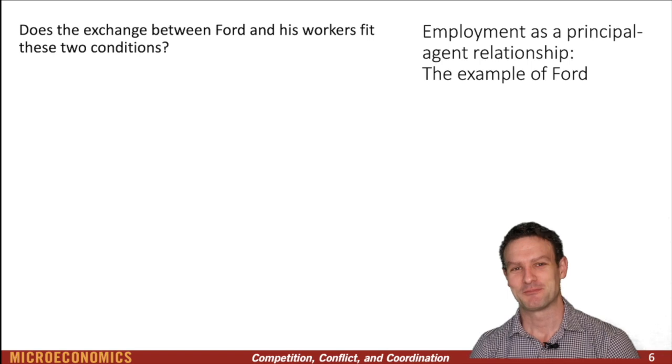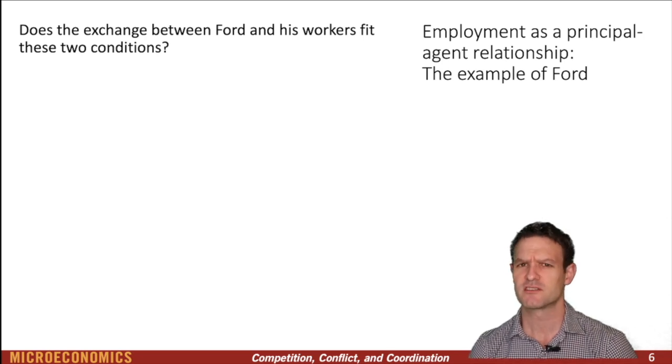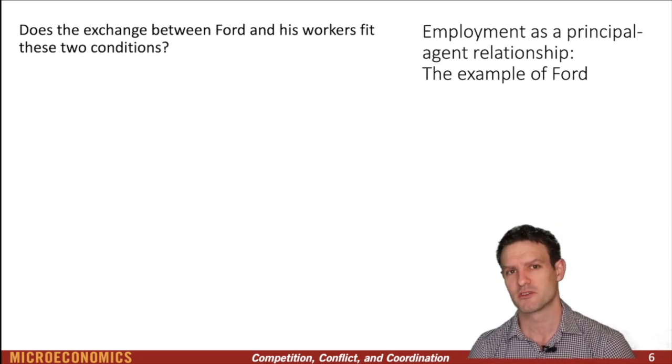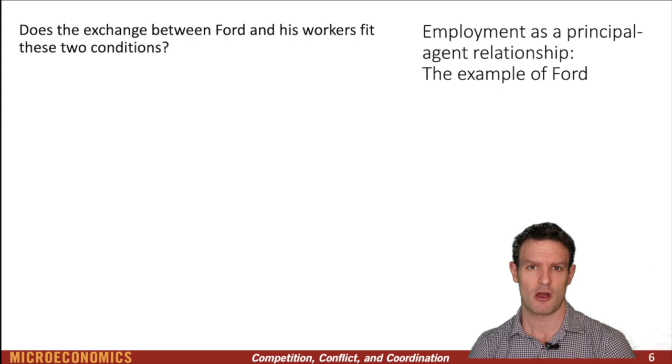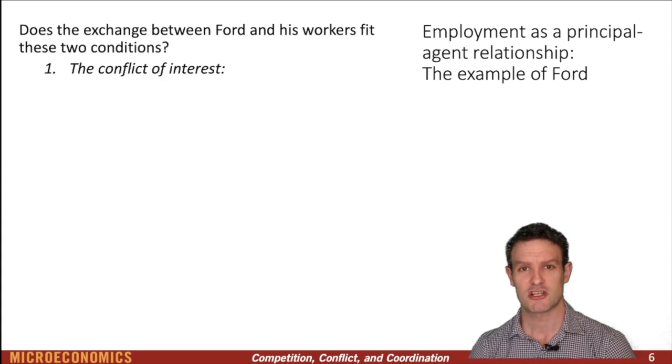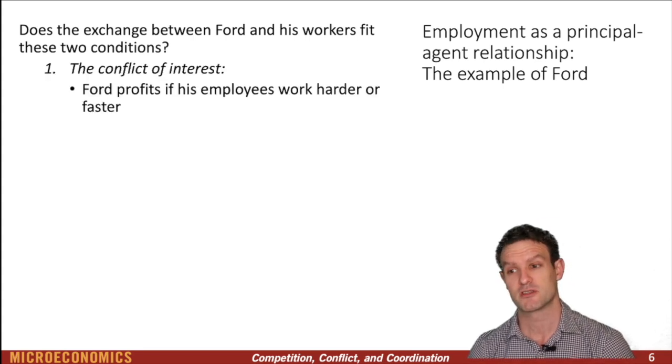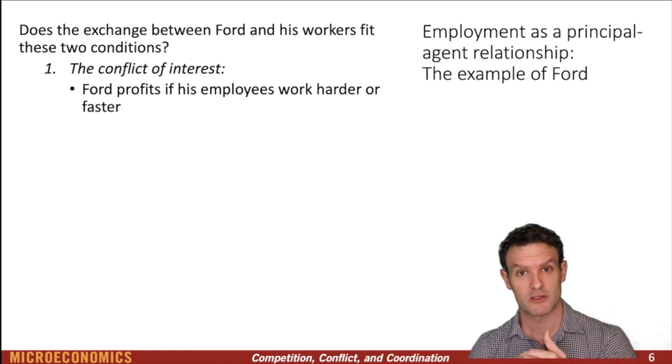Okay. So anyway, we're not going to talk about more art here, but let's think for a moment about the exchange between Ford and his workers. Does this exchange between Ford and workers fit this categorization of a principal-agent relationship? So firstly, the conflict of interest. Ford profits if his workers work hard or fast. Okay, so preferably they're exerting effort and they're working quickly and well.